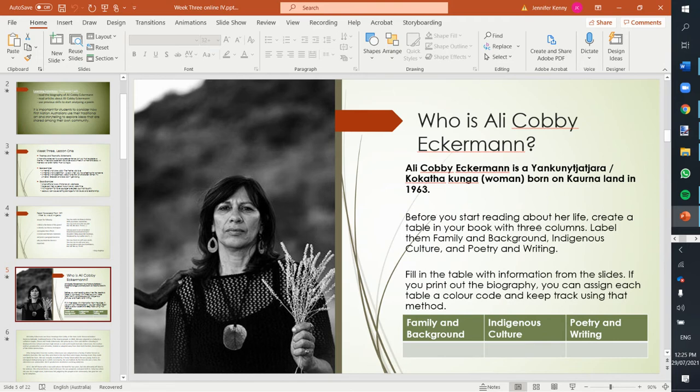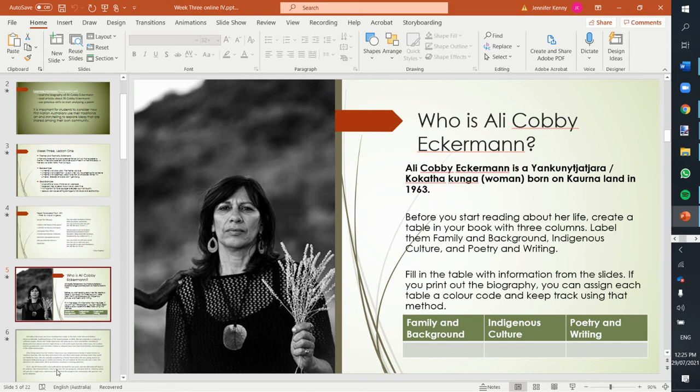ideas about. So if I say, Ali Cobby Eckermann explores her dual citizenship in her poetry, okay, that covers all 3 bases. If I ask you, Ali Cobby Eckermann discusses her Indigenous culture, okay, why is her Indigenous culture important to her? We're going to talk about that in her biography.